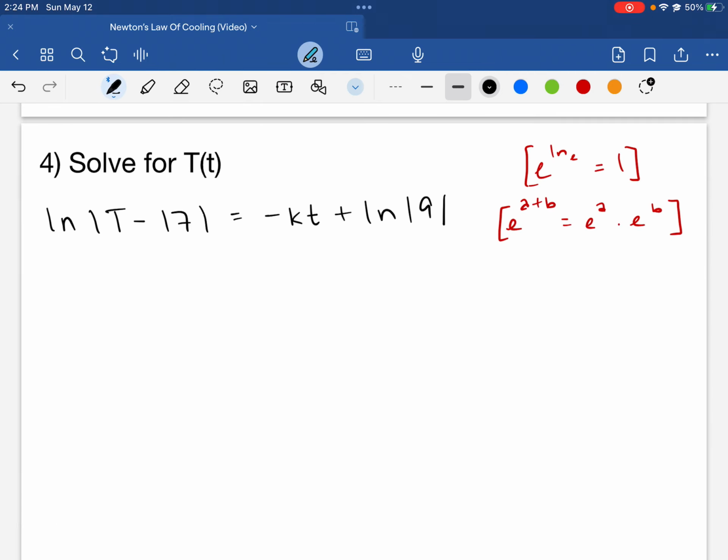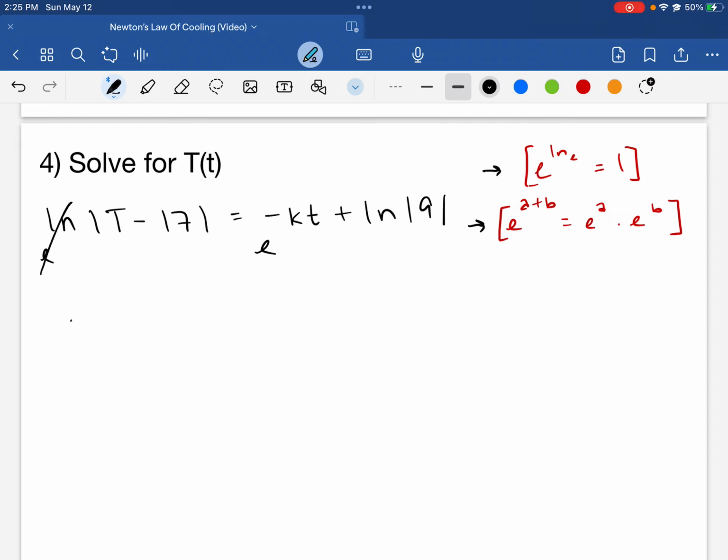And the next step we want to do is solve for the function, the temperature function with respect to time. Basically we want to isolate or solve for temperature, and how we can do that is by exponentiating both sides of this equation. So when we do that, we can apply some properties of logs, such as e to the power of natural log of x equals x, since natural log has a base of e, and then e to the a plus b is the same as e to the a times e to the b.